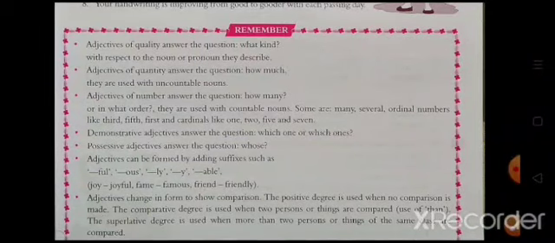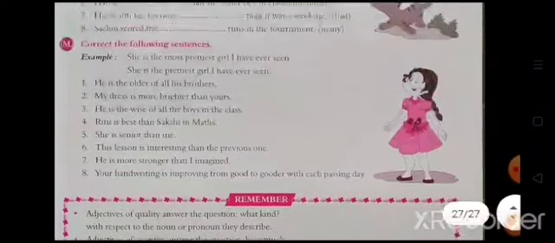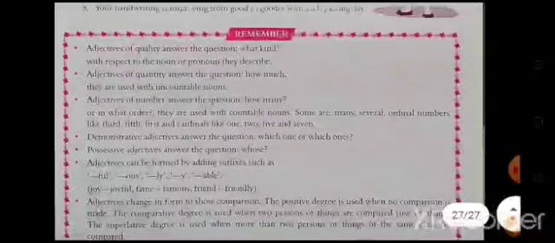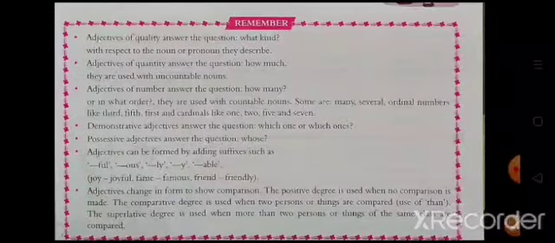The positive degree is used when no comparison is made. The comparative degree is used when two persons or things are compared. The superlative degree is used when more than two persons or things of the same class are compared. So this is about this chapter, and we just completed the exercises based on the adjective and revised all the key points of this chapter.